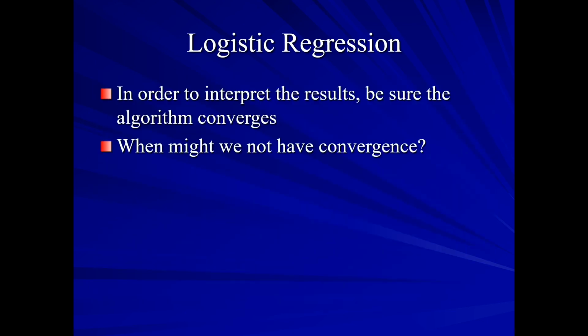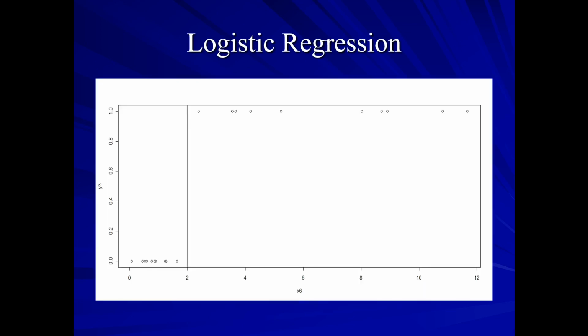Now, what we need to be able to do is make sure that we can interpret the results. But in order to interpret the results, we've got to make sure that our algorithm converges. So when might we not have convergence? Well, in a case like this, we don't have convergence. The problem we have here is that on one side of this line, we have all failures. On the other side, we have all successes. Now, what this gives us is a vertical line. The problem we have is that with a vertical line, we have an undefined slope. And with an undefined slope, we could have an infinite number of possible lines that could be the best fit.